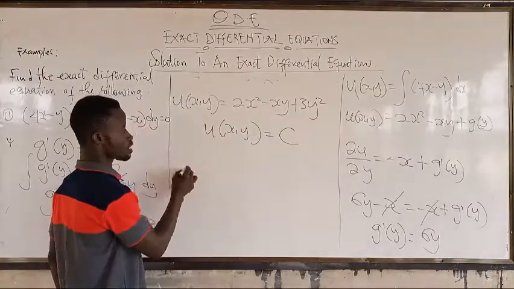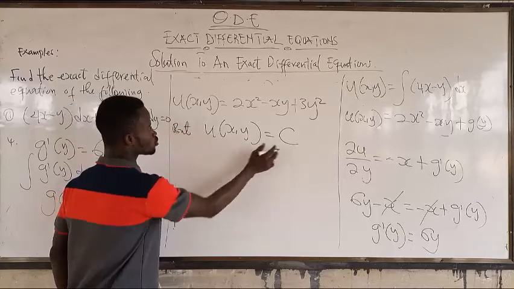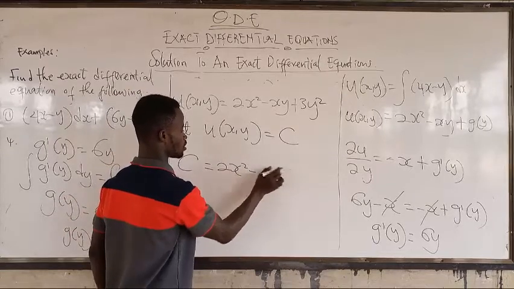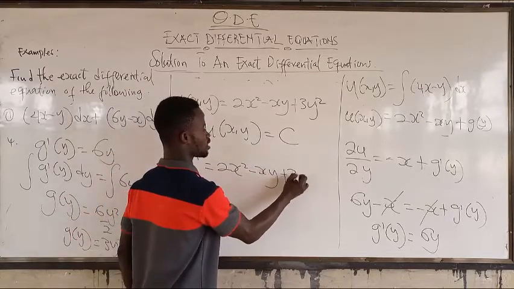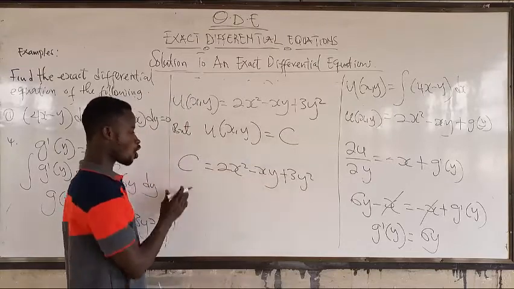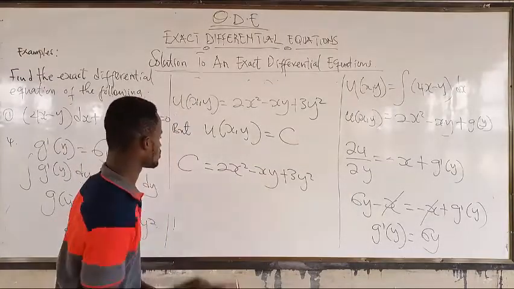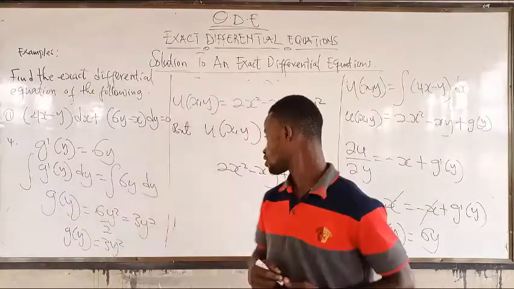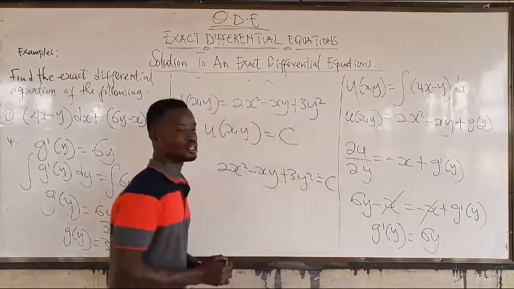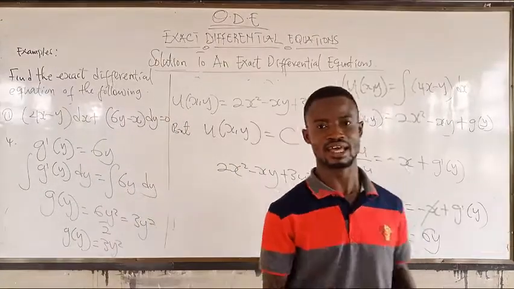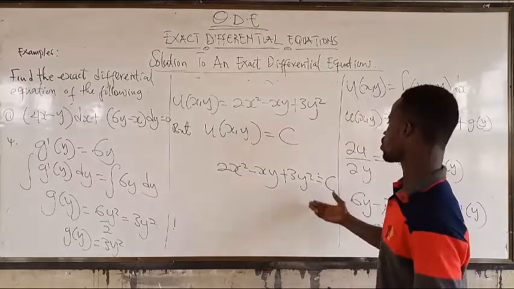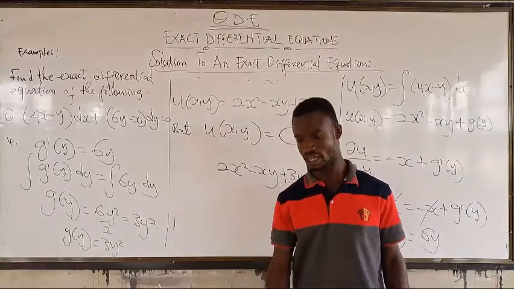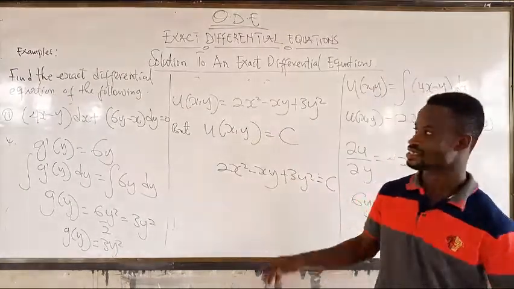So we now equate, this is equal to this, so C is equal to 2x squared minus xy plus 3y squared, or plus C. So here is equal to C. In case an initial value is given to you, then you go and do the substitution to get C and come and write it back. So see you for the next question. That is question 2.